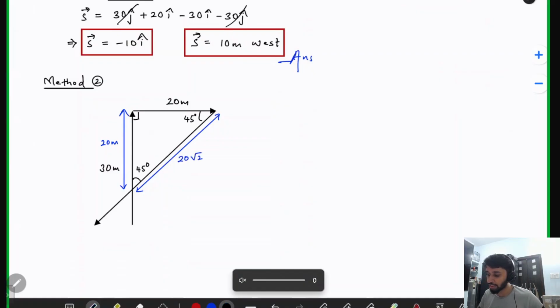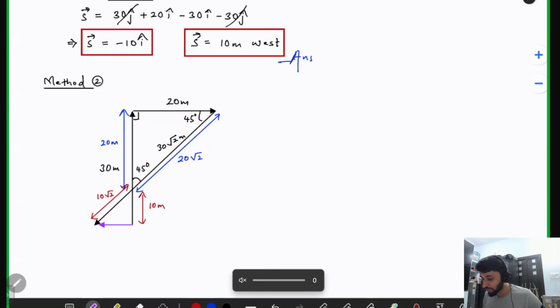Now the complete displacement is 30 root 2 meter. If this length is 20 root 2, this length till here will be 30 root 2 minus 20 root 2, so that becomes 10 root 2. And this length will be 10. Total is 30, if this is 20, this will be 10. So the person starts here and he will end up somewhere here. Now we need this length.